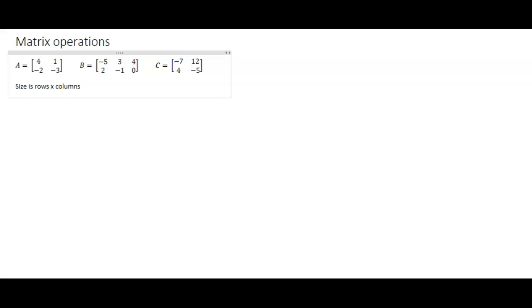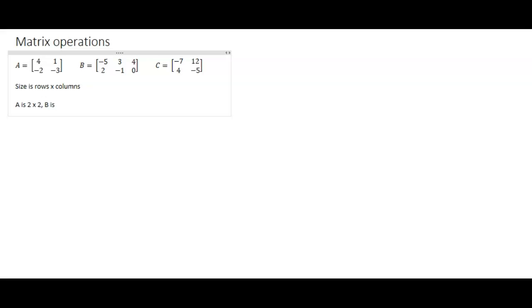That looks like multiplication, but it isn't. We're going to read that rows by columns, like a 3 by 5 card, rows by columns. So matrix A here has 2 rows, 4, 1 on top, -2, -3 on the bottom. So 2 rows by also has 2 columns. Column 1 is 4, -2. Column 2 is 1, -3. So A is 2 by 2.